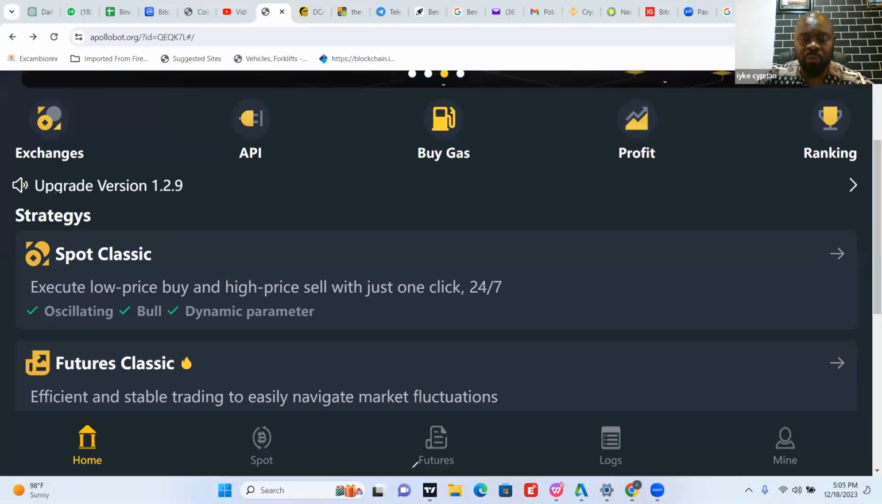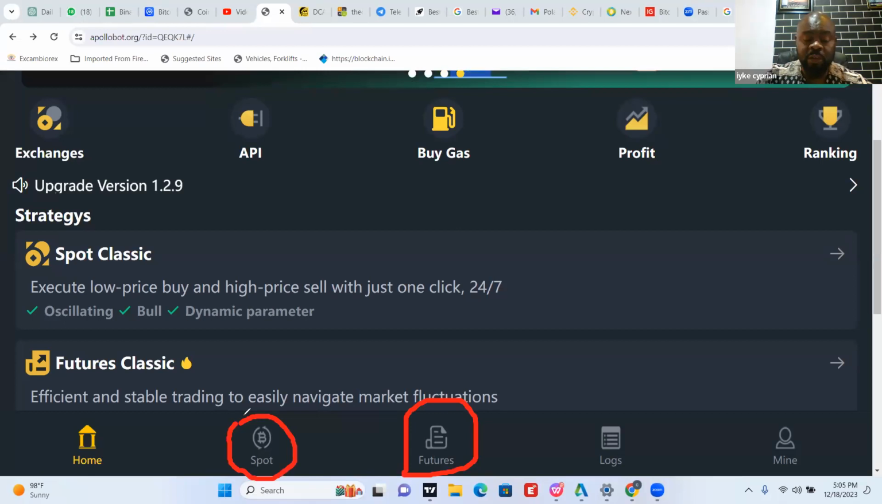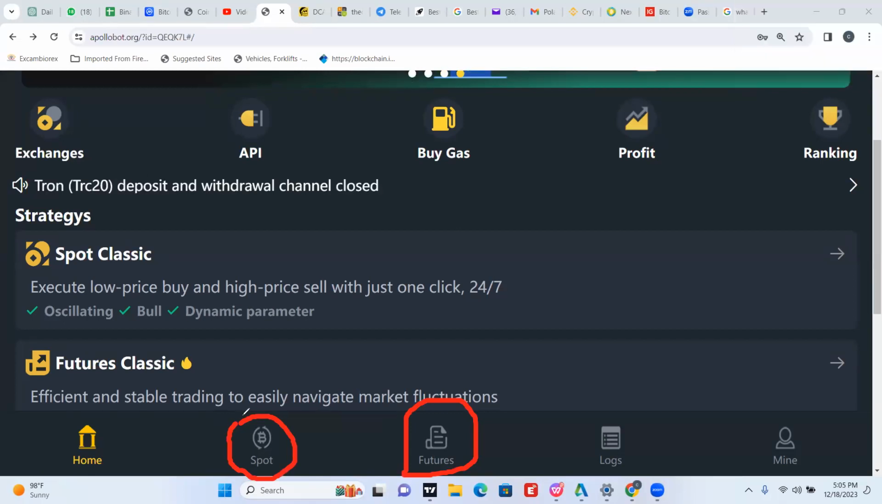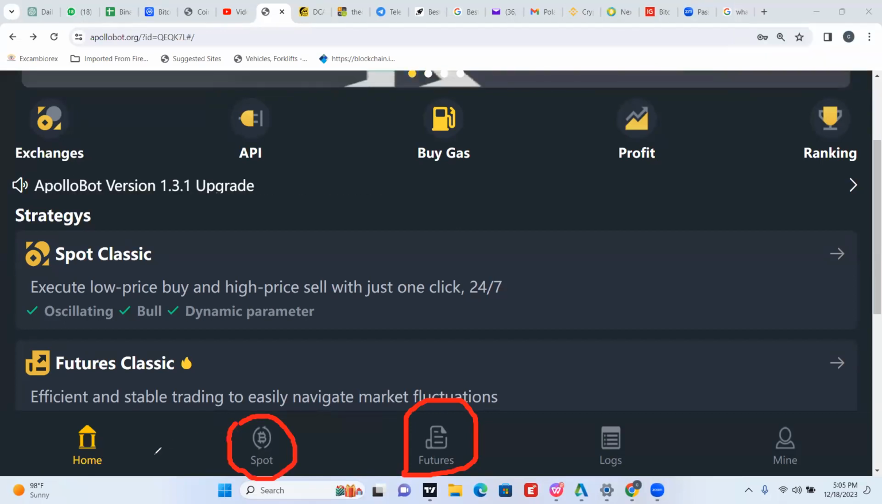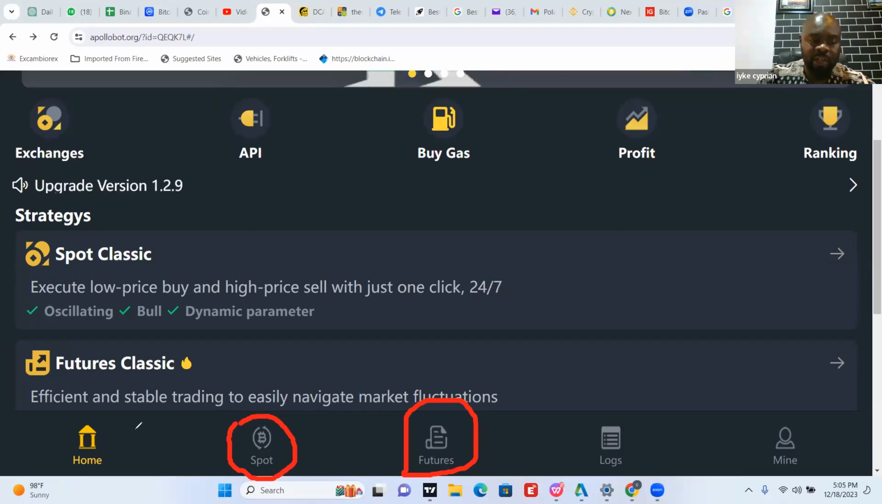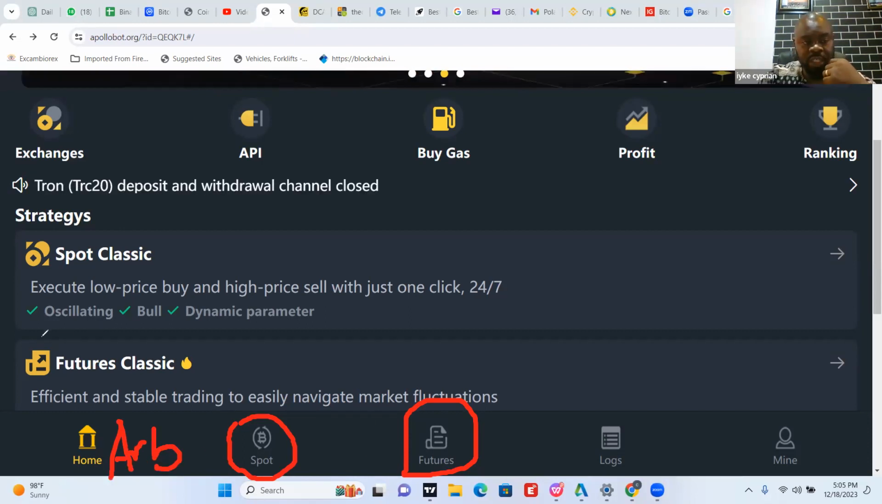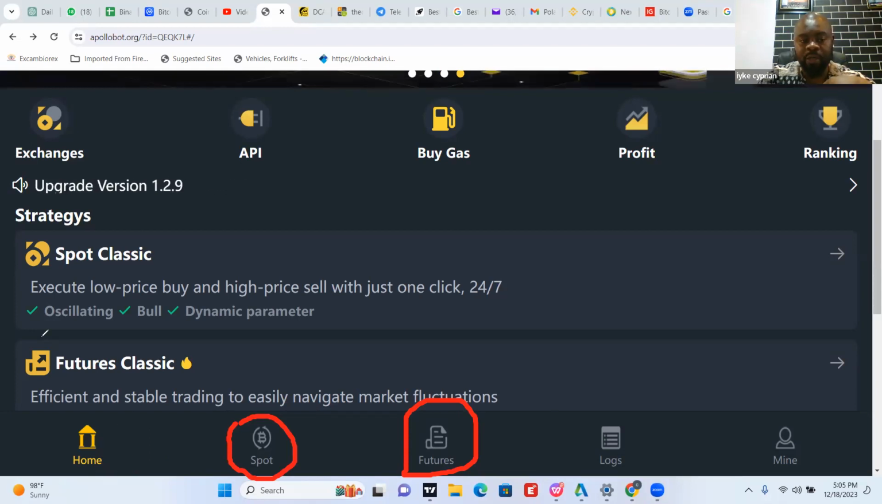The reason it's called the two-in-one bot is because it has the futures trades and also the sports trade. In the future, say sometime in 2024, we're going to be having an additional icon here, probably the arbitrage. So we look forward to arbitrage trading sometime in 2024. So exciting moments are upcoming, right?